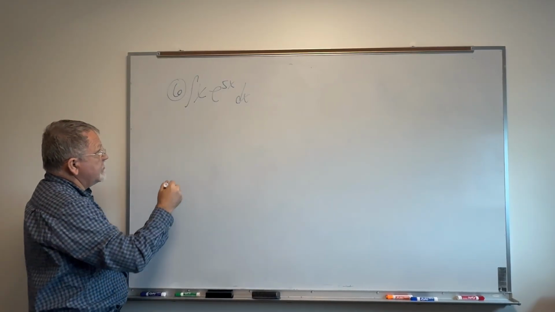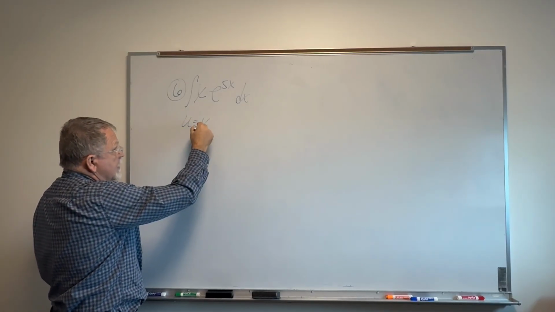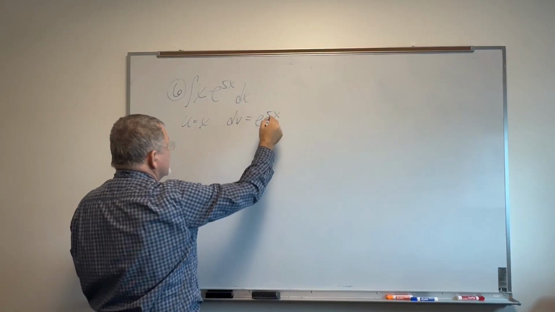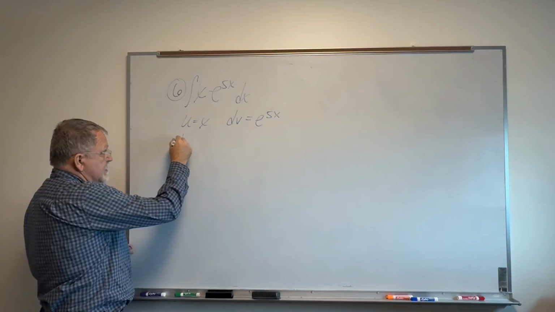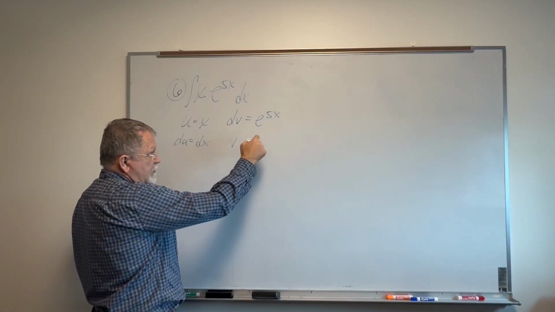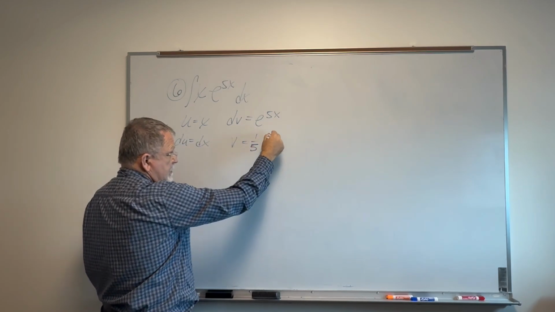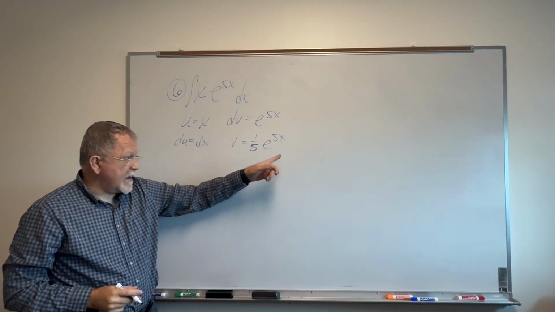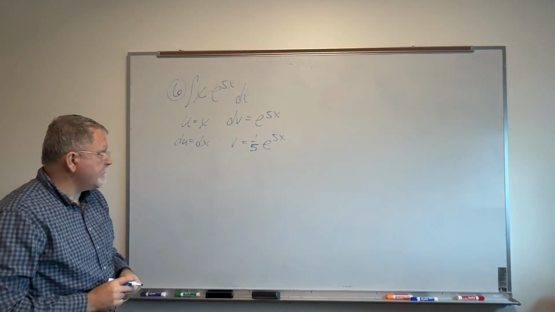Well, let me try integration by parts again, with u being equal to x and dv equal to e to the 5x. Let's see what happens. If u is equal to x, then du is equal to dx. And the function whose derivative is e to the 5x is 1/5 e to the 5x. We can verify that. The derivative of e to the 5x is going to be 5e to the 5x, but when multiplied by the 1/5, that gives us just that.